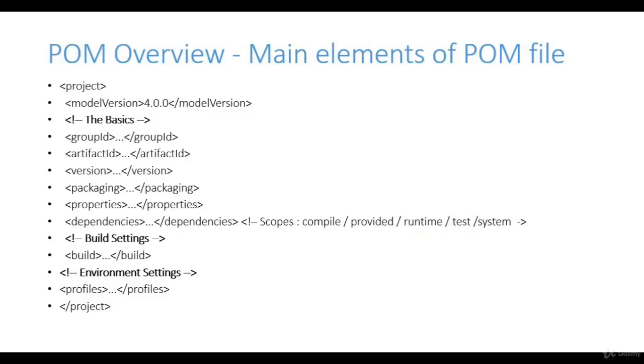Finally, we have the system scope. This is similar to provided scope, except that you have to provide the jar which contains it explicitly. The artifact is always available because you are specifying it explicitly and is not looked up in a repository.